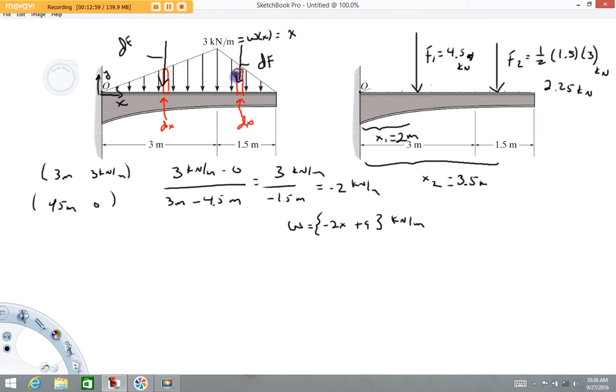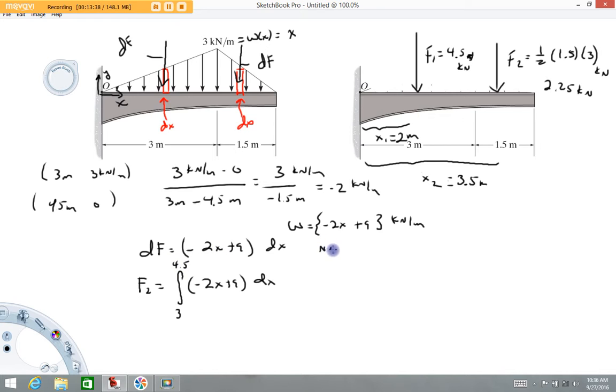All right, so this force right here, dF, is equal to the load density at this location. That's the height of this rectangle, which is defined by this function, minus 2x plus 9. So again, this represents a number with units of kilonewton per meter times dx. The total force, F2, therefore, is going to be the integral of this expression, minus 2x plus 9 dx. Now, in this example, x is starting at 3 and ending up at 4.5.